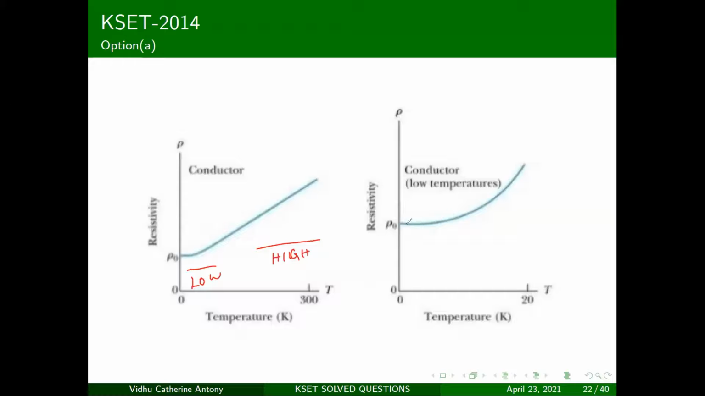And at low temperatures, at this particular point, it's kind of flattening out. Look at it again. Both of them are for conductors. One is for the whole range of temperature and the other one is just for low temperatures. So you can't say that the resistivity is linear for metals at low temperatures. It's not always linear. It's only linear when the temperature is high.